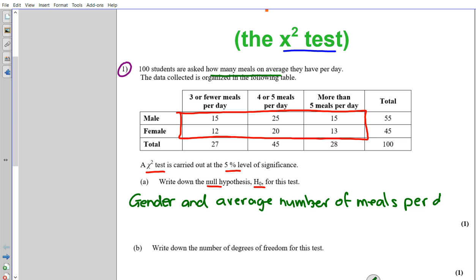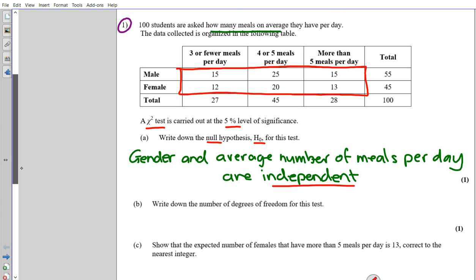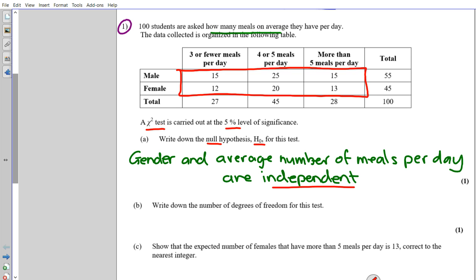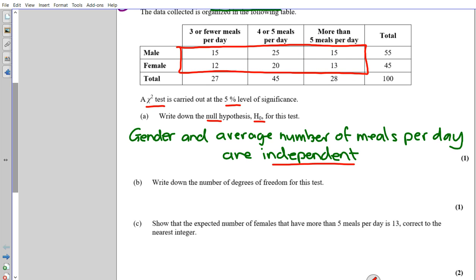Write what they've called it. And then what you write is are independent. You don't say that one relates to another. Just write the 2 variables, gender and average number of meals per day, and then at the end write are independent. That's the null hypothesis. If they wanted the alternate hypothesis, you just write are dependent at the end instead. And make sure you write the full sentence. This is question A finished, so that's 1 mark.